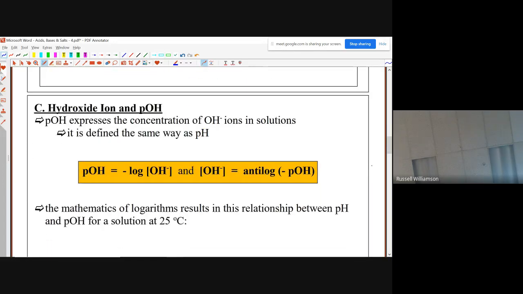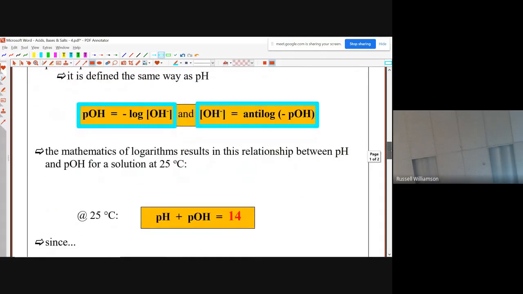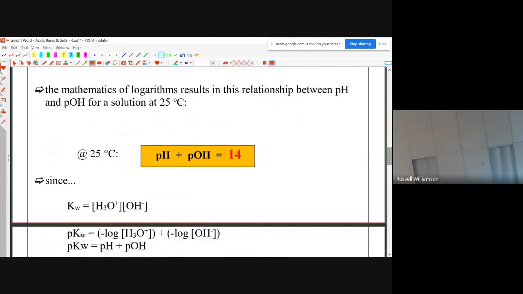Okay, so now we're going to deal with hydroxide and pOH. The good news, though, is that the calculations are identical. So our pOH is the negative log of the hydroxide concentration. So it's the same thing as our pH calculation. And to go the other direction, to go from pOH back to hydroxide, we take the antilog of the negative pOH. I'm not even going to bother doing sample problems for that, just simply because I think it's so straightforward and I think you're catching on to this.